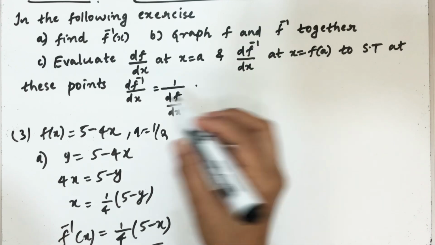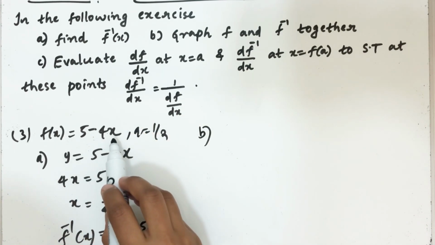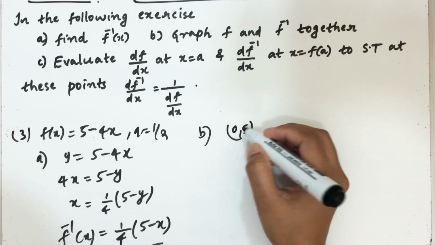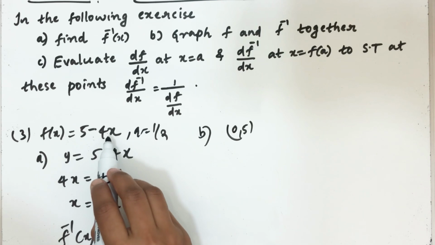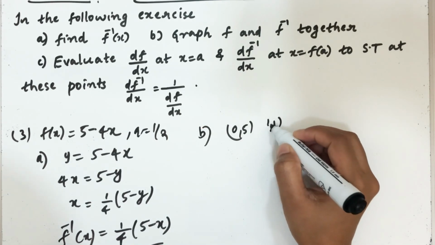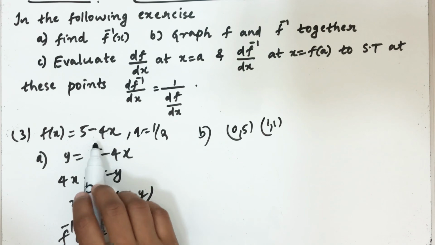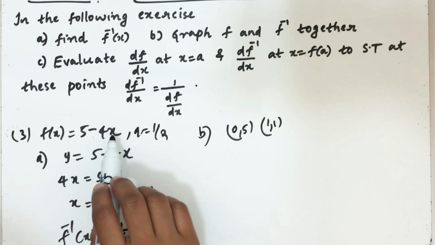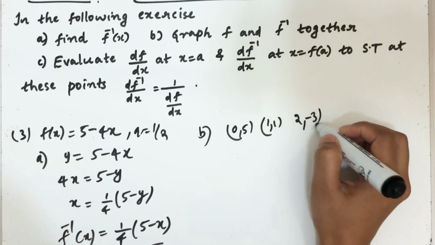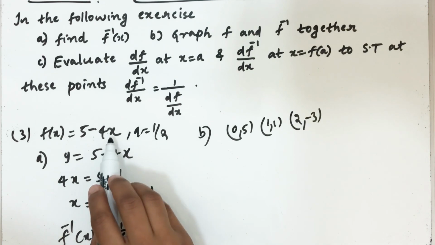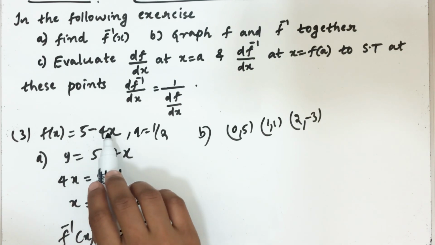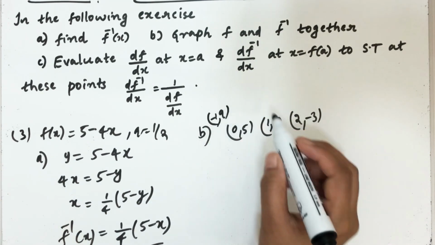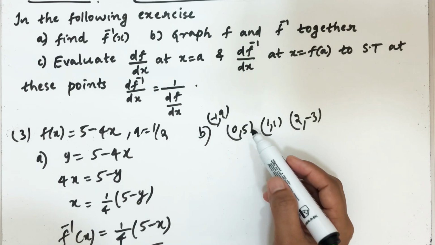Now see the graph. First coordinate: when x is equal to 0, the point is 5, so (0, 5) is a point. When x is equal to 1, 5 minus 4 is 1, so (1, 1) is a point. When x is equal to 2, 5 minus 8 is minus 3, so (2, -3) is a point. Like that, when x is equal to minus 1, 5 plus 4 is 9, so (-1, 9) is a point. Like that we can find the points.